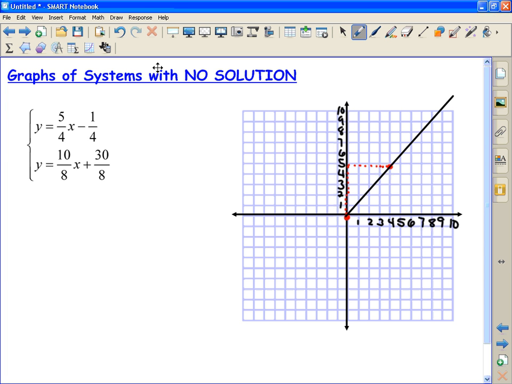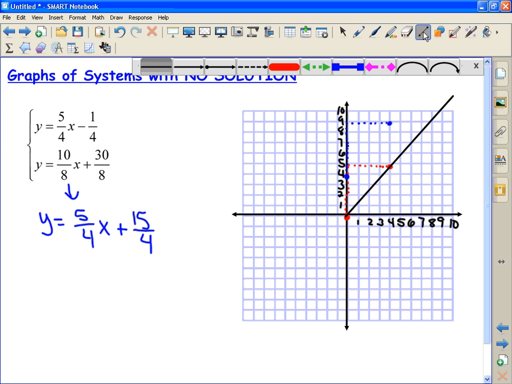Now remember the bottom equation here, we rewrote that one in simplest form. So we had y equals 10 divided by 2 was 5, 8 divided by 2 was 4, 5 over 4x. 30 divided by 2, that was 15, and 8 divided by 2, that was 4. So there was our simplified equation. Well, 15 divided by 4 is 3.75. So I'm going to put that point on my graph here. And then I need to rise 5 and run 4. And now I need to draw that line in as well.